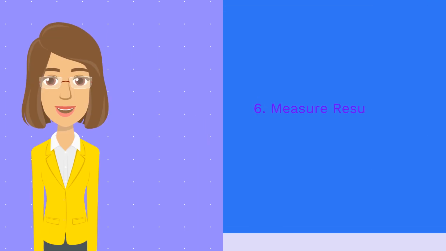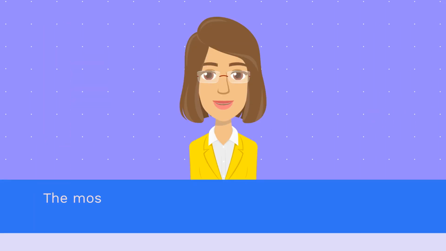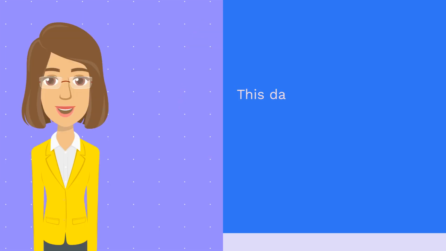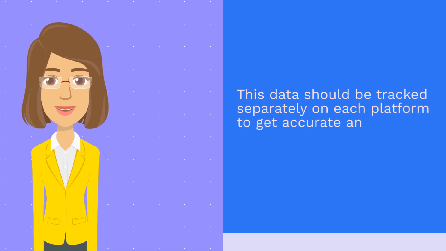6. Measure results and adjust as necessary. The most important measure you should take is the performance of your social media channels. This data should be tracked separately on each platform to get accurate and consistent information.